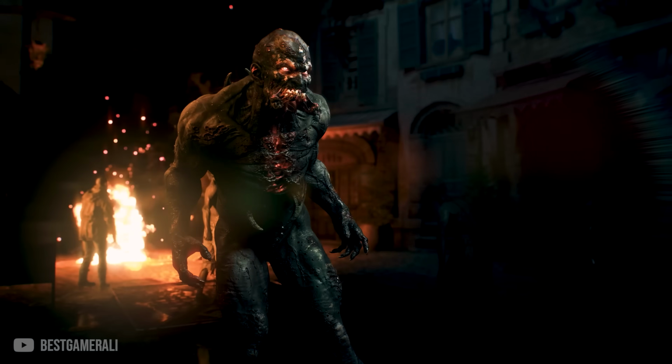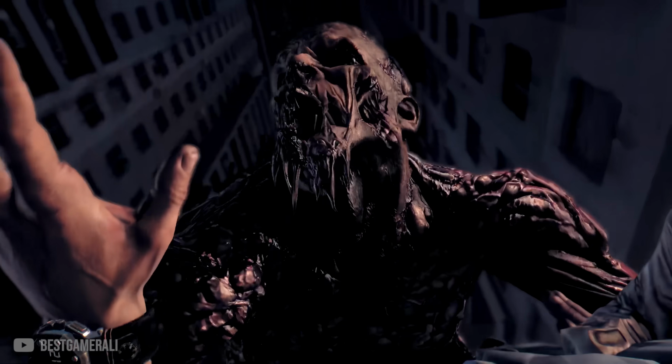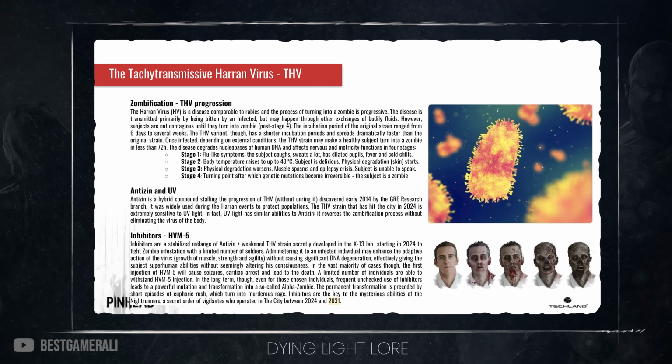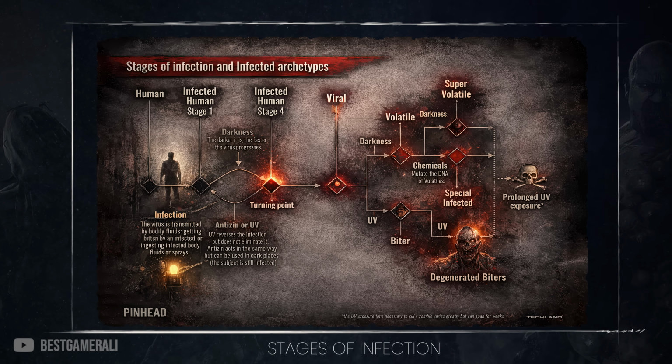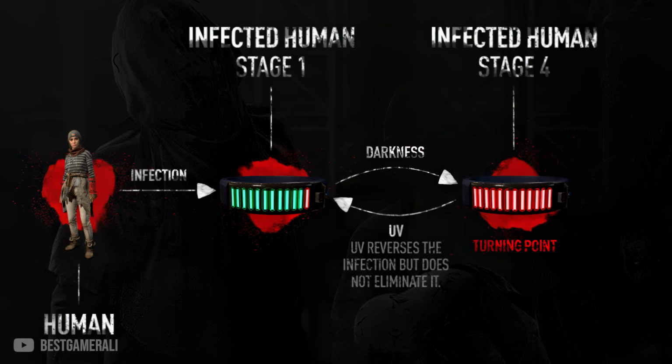But before we look into those evolutions, I think we should first understand one important thing. How are volatiles actually created? Now, according to the Dying Light lore, the process of a human turning into a volatile happens in stages. Firstly, a human gets infected, and during the stage, the infection can be reversed by going out during the day or using the UV light.